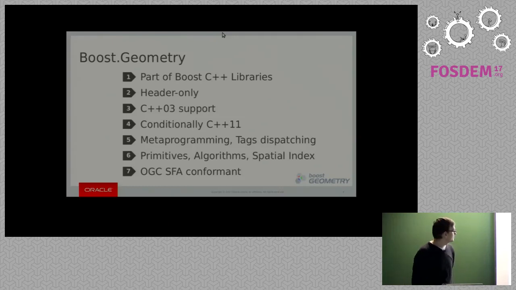So Boost Geometry is a part of Boost C++ libraries. It's mostly written in C++03, but has conditionally enabled features if compilers allow it. And it heavily relies on metaprogramming and techniques such as tag dispatching. So it defines primitives, also implements them for users' convenience, and algorithms which can be used by the users. Its purpose is to be OGC standard conformant. And there's also an implementation of spatial index.